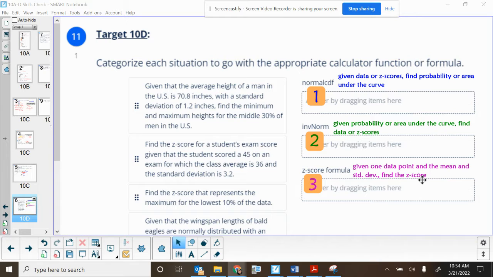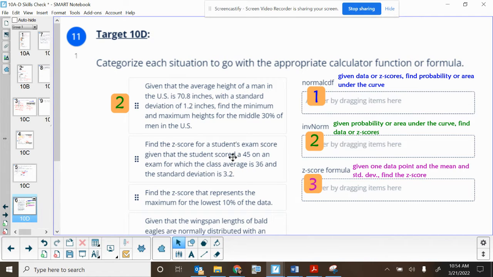So when we read through these, this one gives me an average height and a standard deviation, but it asks me to find a percentage. So that's a probability. So that is going to be inverse norm because I'm finding data points. Okay, so like a maximum and a minimum data point given probability.